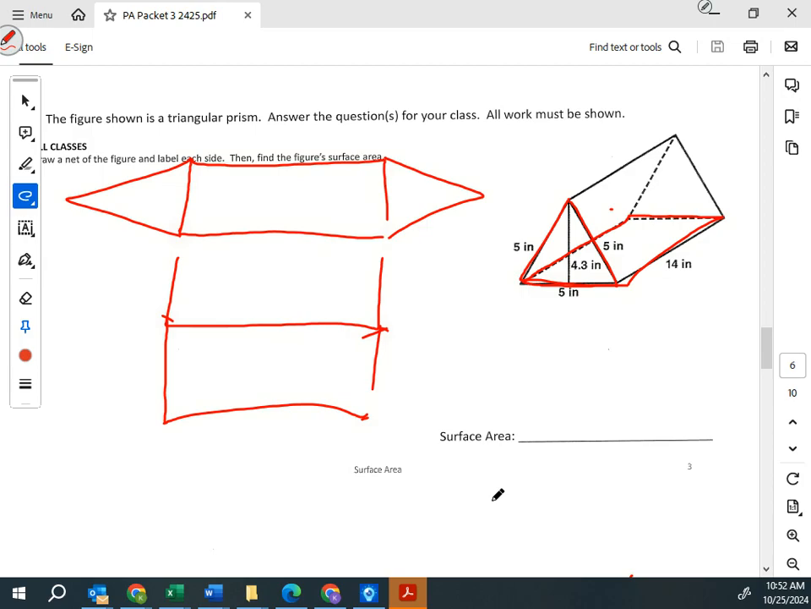Now we have to do our measurements. So we know the long line is 14.